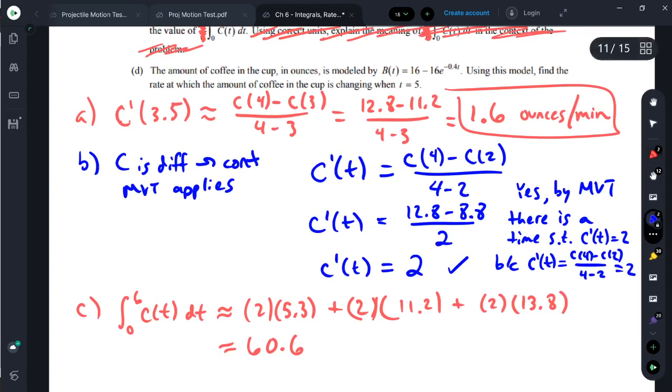Part D: the amount of coffee in the cup in ounces is modeled by B of t equals 16 minus 16 e to the negative 0.4 t. Using this model, find the rate at which the amount of coffee in the cup is changing when time equals 5. So they're saying the amount is modeled by this function. Find the rate. Well, all this is just B prime of 5. Not too bad.